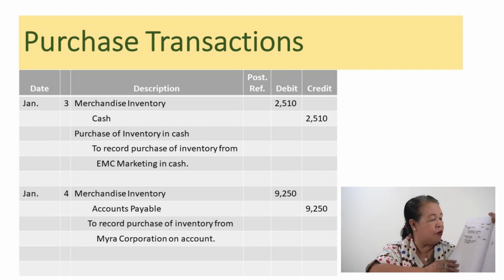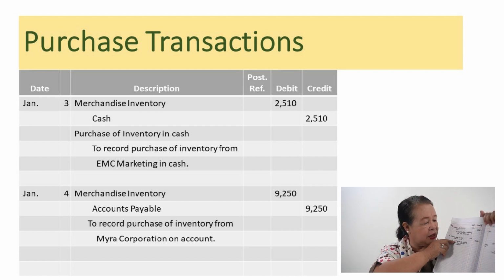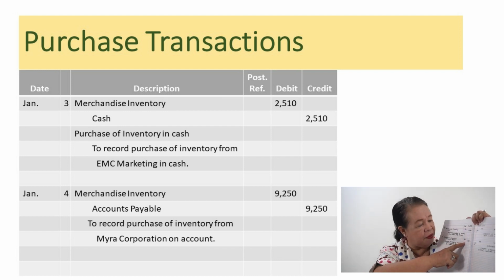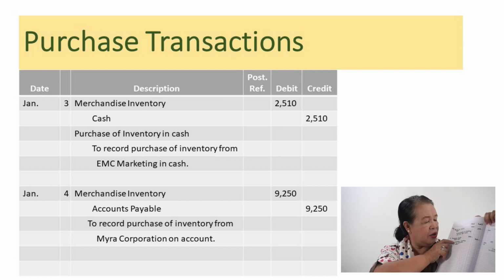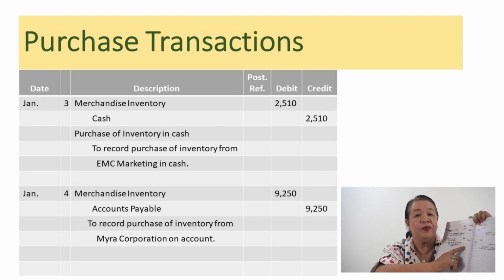Then on January 4, we bought merchandise inventory on credit. What is our entry? Debit merchandise inventory 9,250, and then we credit accounts payable 9,250. That is the recording in the journal, and this is how we plot it here.